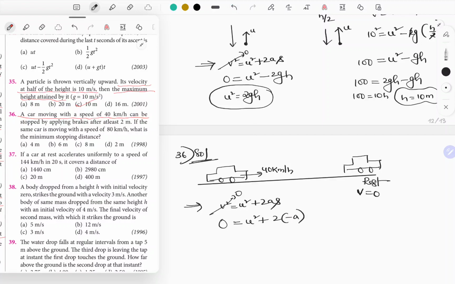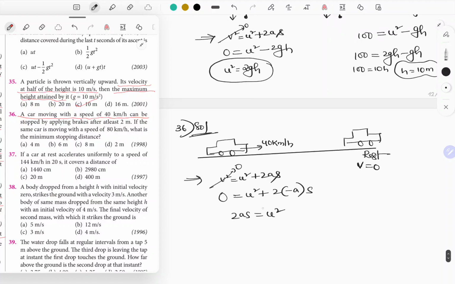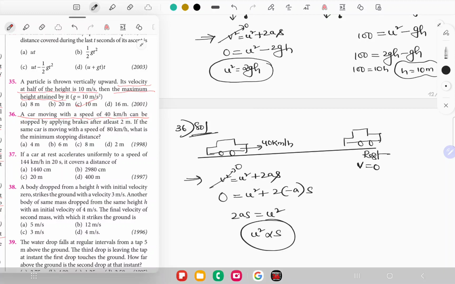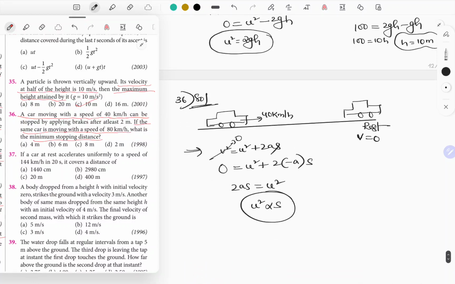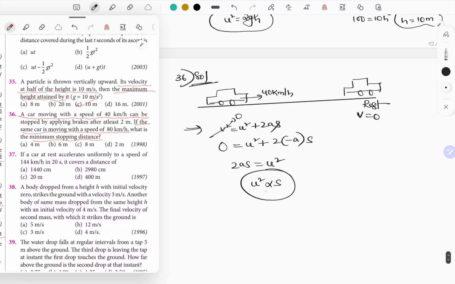So 2 into minus a into s, where s is the displacement covered. So 2as is equal to u square. Then from this we can relate u square proportional to s. If you apply brakes, then a is going to be constant because the vehicle is the same. If the same car is moving with a speed of 80 km per hour, what is the minimum stopping distance? That's what they're asking. So you need the relation between the velocity and the stopping distance, which is given here. So I can write it down.